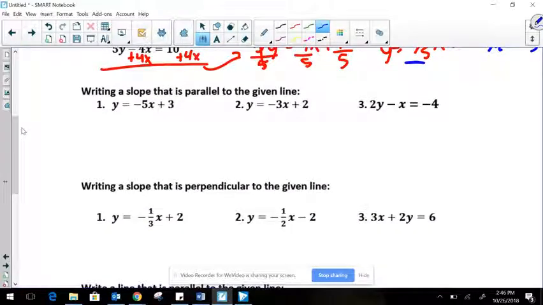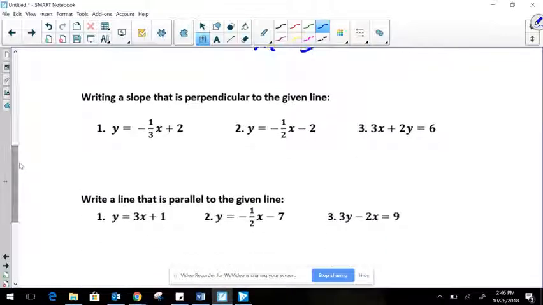Write a slope that is parallel to the given line. So all I'm doing is looking, I'll do number 2 here, at my slope, which is -3, and that's all I'm doing. Slope is equal to -3. For number 3, you'd have to solve for y first, and then write what the slope is equal to.